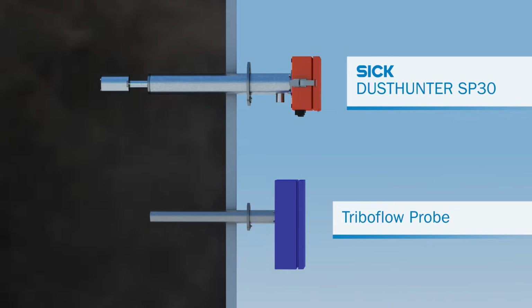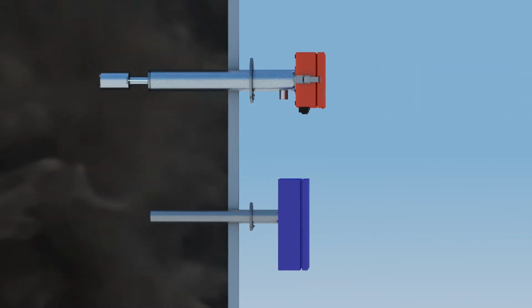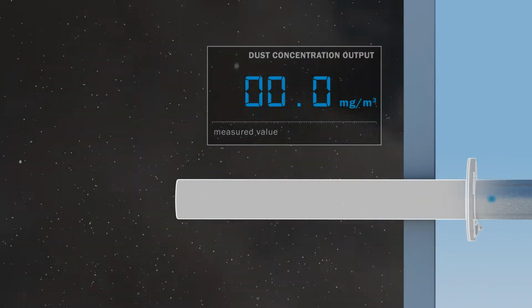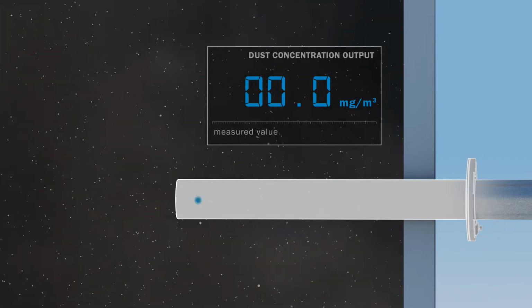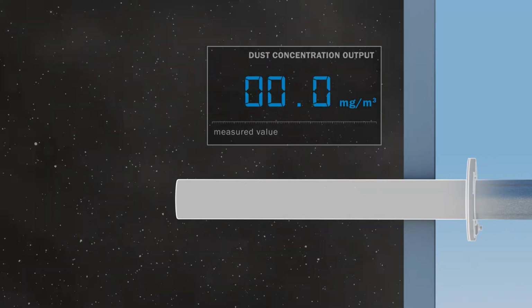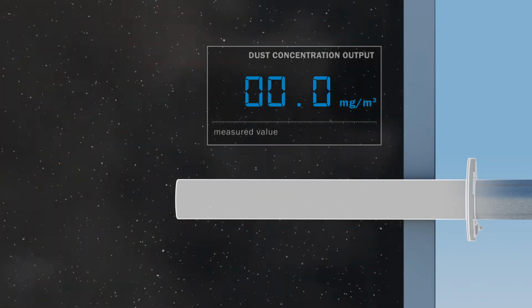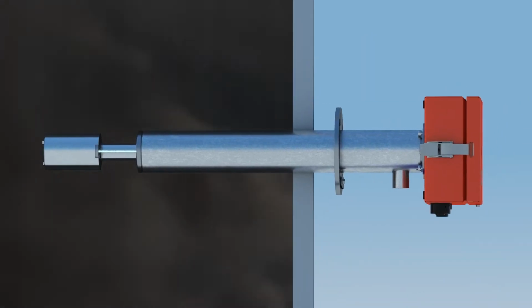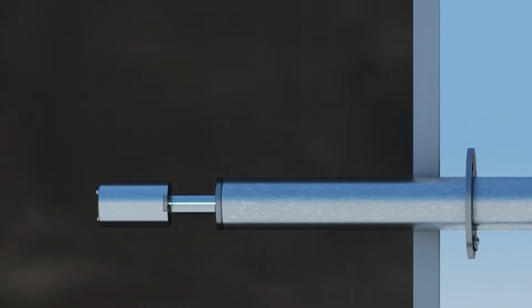The measuring device series DUSTHUNTER SP30 uses the scattering light effect to register the dust concentration. The triboelectrical principle works in that dust particles can be electrically charged for different causes. When the particles come together with the measuring probe, these charges create a current which is reinforced and displayed by measuring electronics. The measuring principle of the SICK DUSTHUNTER SP30 series is quite different.